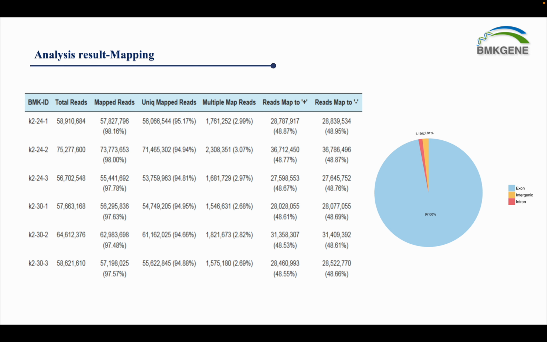And all the following analysis we did was based on the unique mapped reads. It is the number of reads aligned to the reference genome, and the quantification of RNA was carried out based on that.